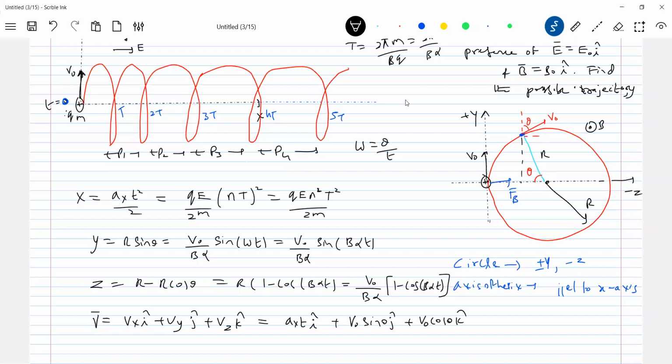Where omega is there, you can replace it, and omega equals B alpha. What is Ax equal to? QE by M into t. V naught is a constant, sine theta. In every problem, try to check the position vector as well as the velocity vector. So this is the expression for the velocity of the particle at any time t.